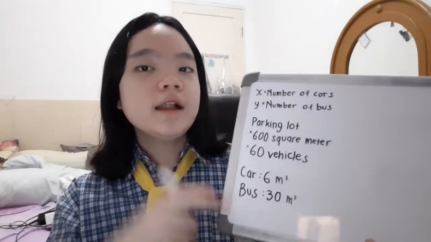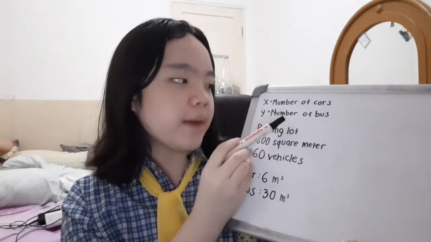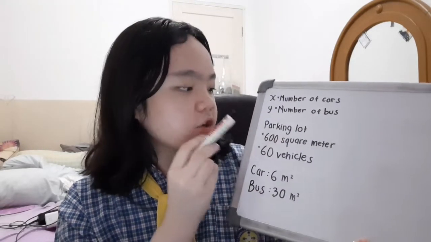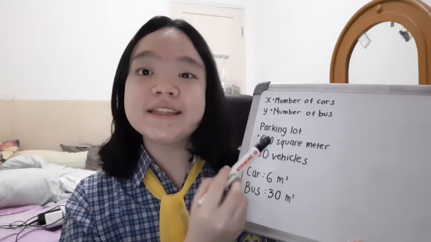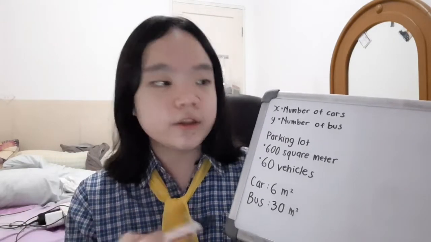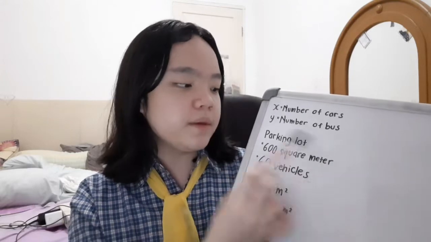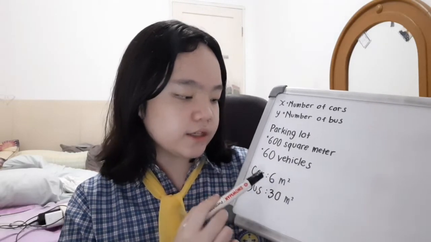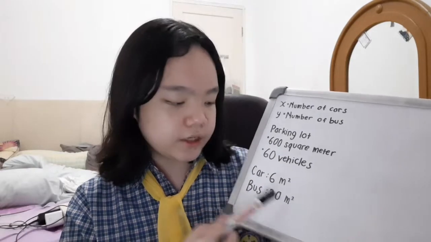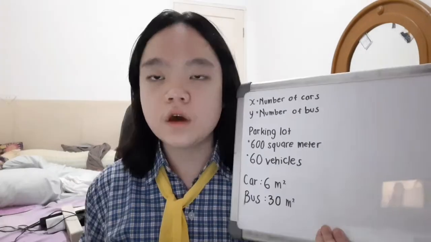First of all, let's understand the question. Let us assign X to be the number of cars and Y as the number of buses. The parking lot is only 600 square meters, and the attendant can only handle 60 vehicles. So remember, the number of cars and buses cannot be more than these numbers. One car is 6 square meters and one bus is 30 square meters. So from this, we can make an equation. Let's start with making the two equations.